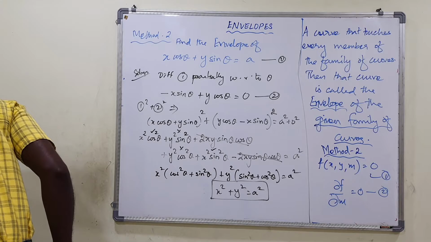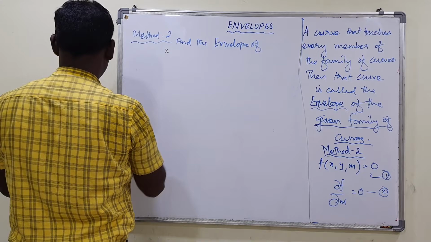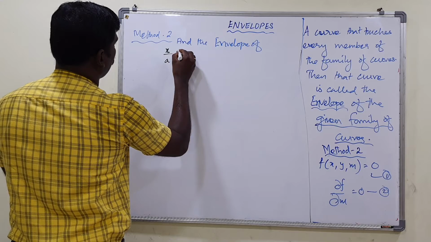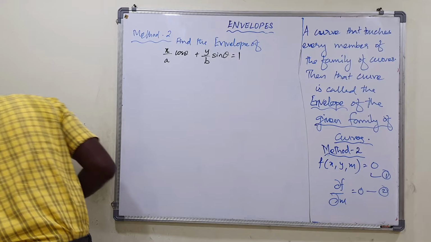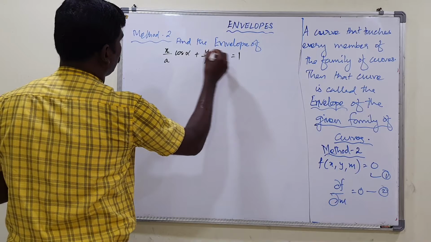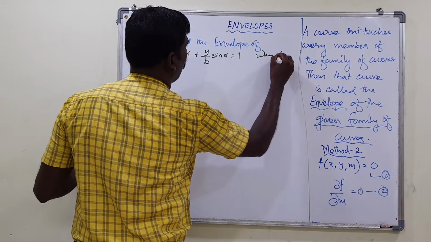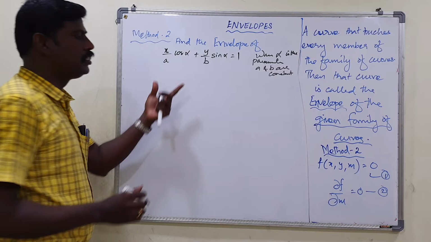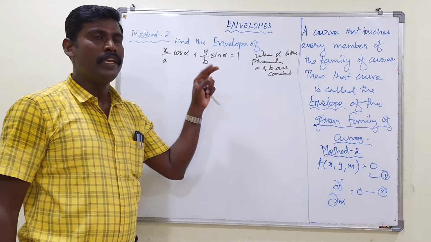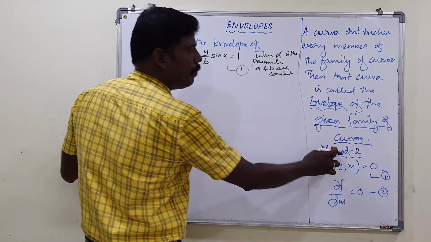Next problem: find the envelope of x by a cos alpha plus y by b sin alpha equal to 1. Here the parameter is denoted as alpha; no problem about the parameters. Alpha is the parameter, and a and b are constants. This is also of the form f(x, y, m) equal to 0, but we can't rewrite it as a quadratic equation in alpha. That's why I am going to follow method 2, taking the partial derivative with respect to alpha.